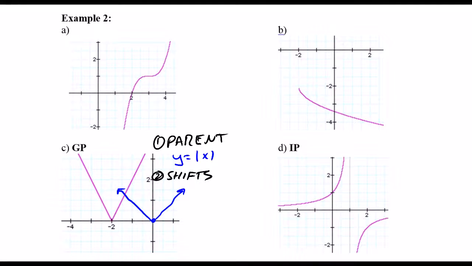That's what our parent looks like. So now let's talk about some shifts. How did we get to where we are today? We shifted left 2. We went 2 units to the left. Not only that, but we kind of got steeper, right? These lines are closer together than our parent's are. It got steeper.